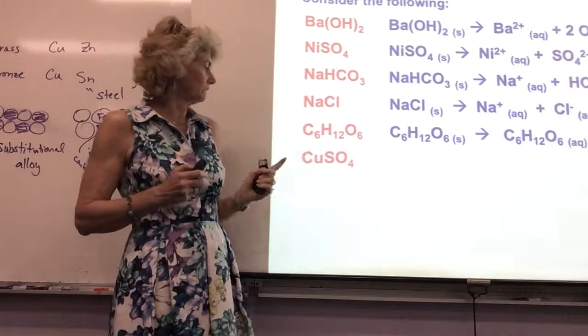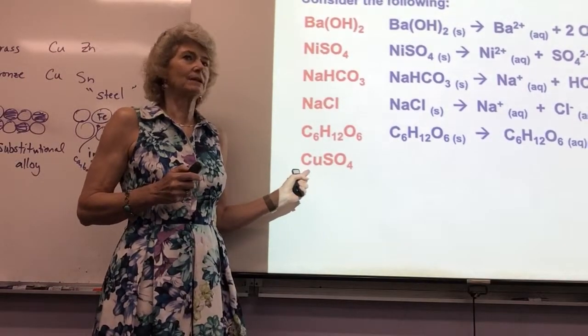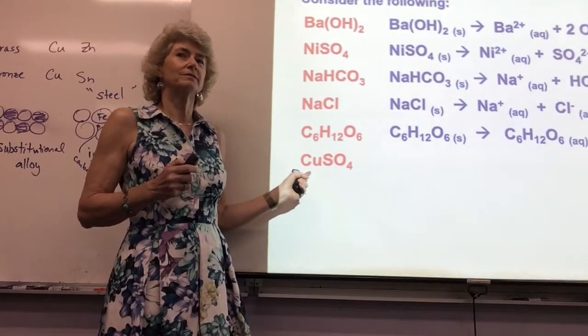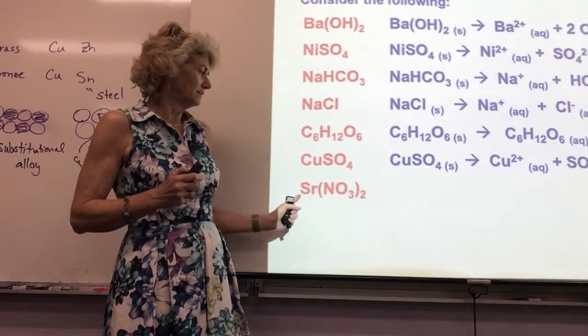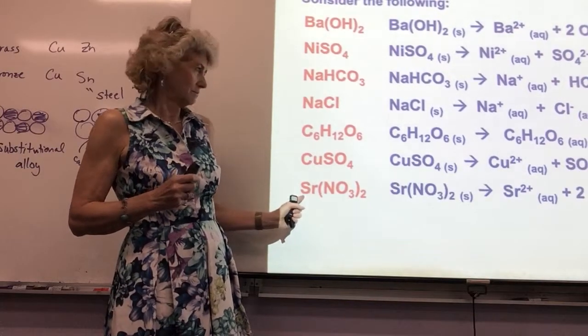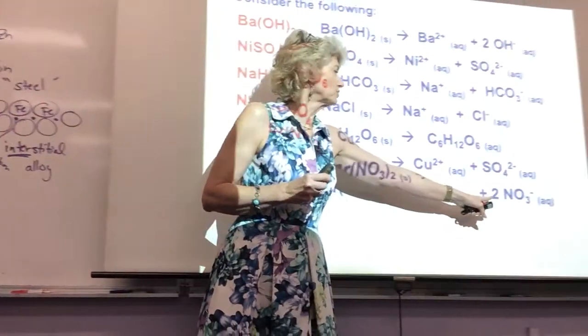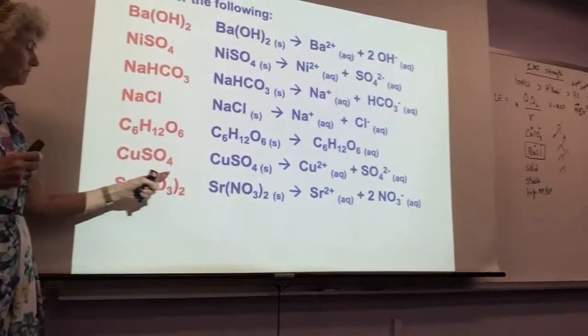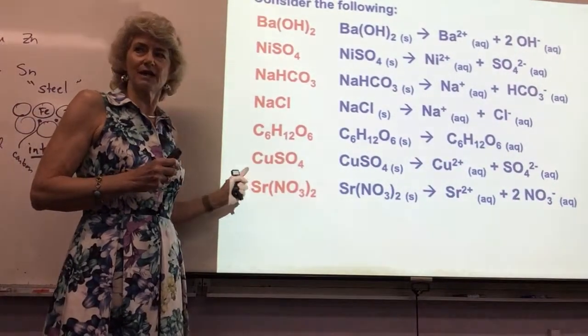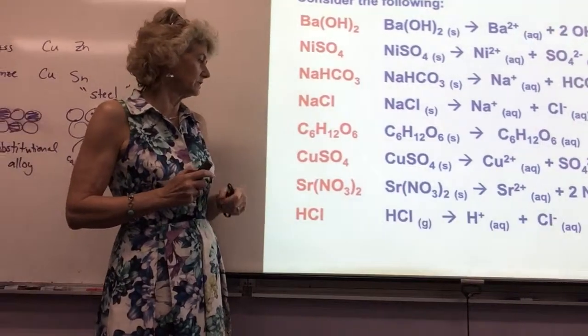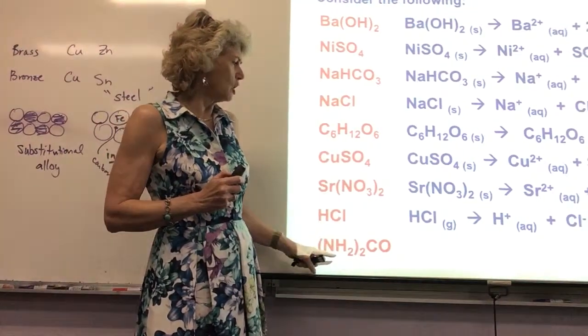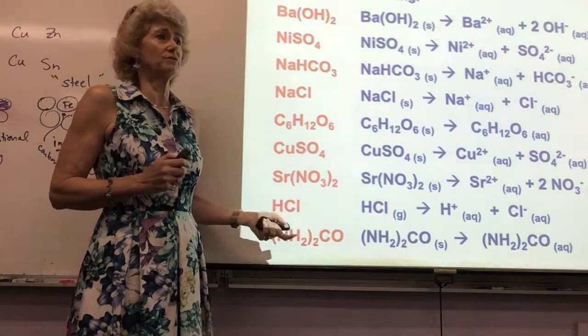They're lying to you. This one? Copper 2 sulfate. So remember, you get two nitrates for every formula unit of strontium nitrate that dissolves. This one, too easy. This one, you wouldn't know, but I'll tell you, there's no ions involved, so it's not an electrolyte.